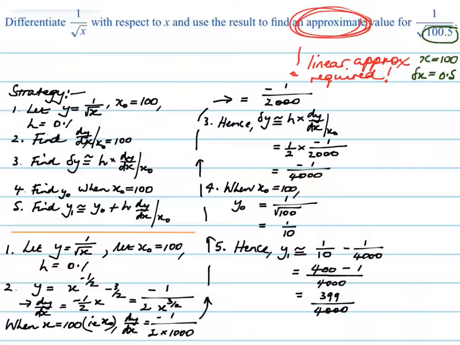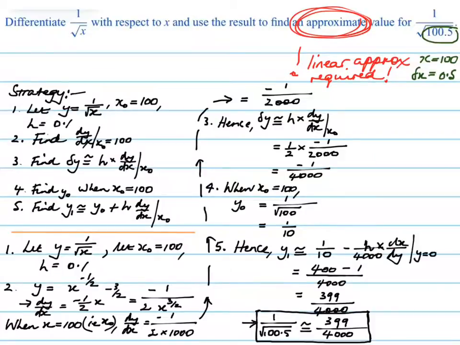So that is the value we are seeking. My goodness, how sweet it is. Therefore, 1 over square root of 100.5 is approximately equal to 399 over 4,000, and I've left that as an exact value because they didn't say anything about decimals.